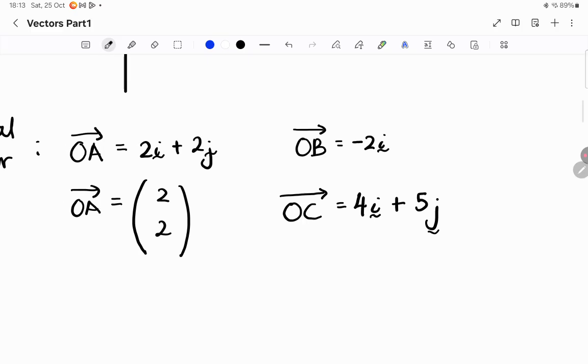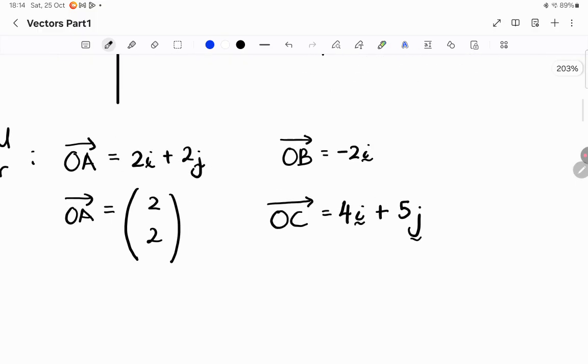Based on my knowledge, you can write the squiggly lines, but it is optional. However, most of the times I do prefer to write it. Okay, and let's represent this OB in the column form. So this would be -2, 0, and this would give us 4, 5.